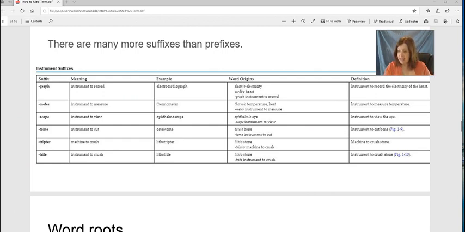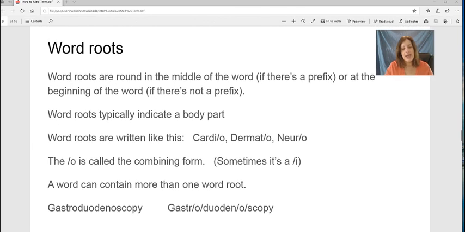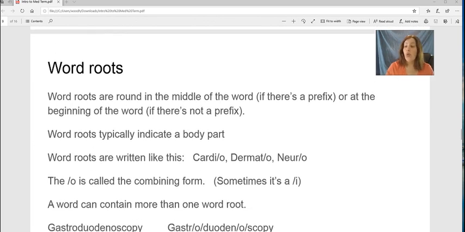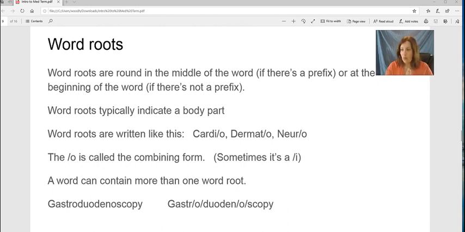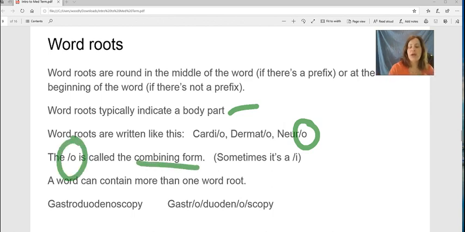So now we did the beginning of the word, which is the prefix, and the end of the word, which is the suffix. Now we have the middle of the word. Word roots are at the middle when you have a prefix. And if there is no prefix, of course, the word root is going to start the word. Typically, your word roots indicate a body part. And you're going to see those written here with this /O: cardio, dermato, neuro. And the slash will actually be there. So when you're looking at a word root with that /O, you know it's a word root, not a prefix, not a suffix. They all look different. The /O is called the combining form.